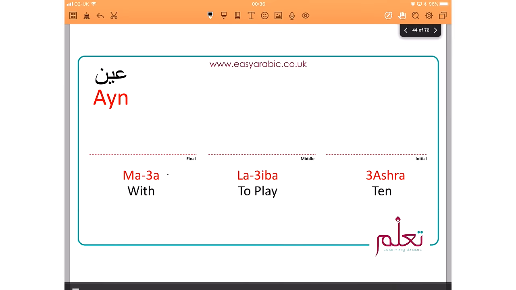So examples. The first one is ashara, which is 10. So we have the ayn, then we have the sheen, then we have the ra, and then the tamarbuta. Ashara. Next one is la'iba. So we have the lam, then we have the ayn, and then the ba. La'iba. Last one is ma'a. So we have the mim, then we have the ayn. So it goes up slightly and tail. Ma'a.